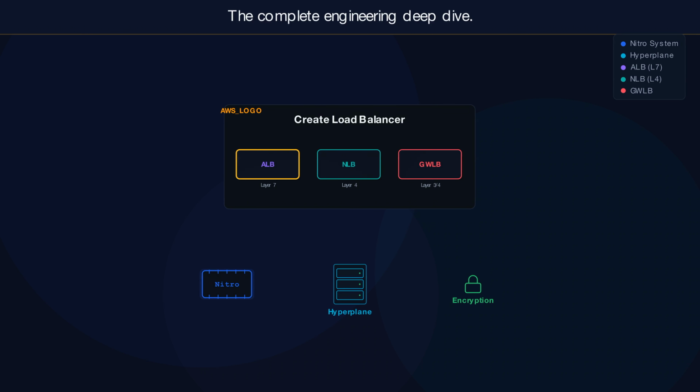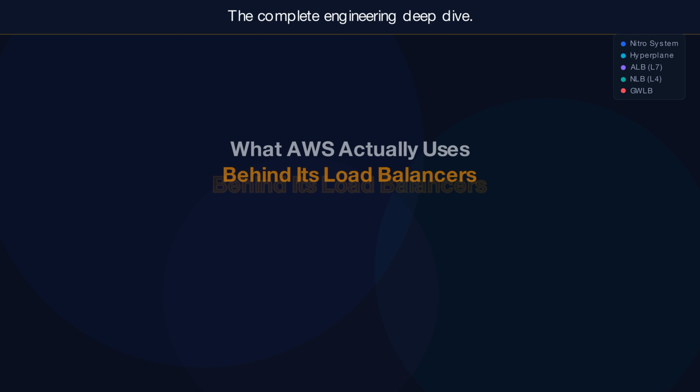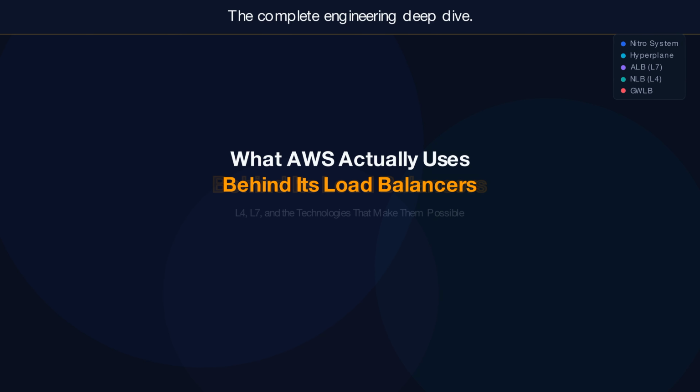Behind that one click, there is a custom silicon chip processing packets, a fleet of thousands of invisible servers, a network virtualization platform that powers half of AWS. And most engineers have never heard of them. What AWS actually uses behind its load balancers, Layer 4, Layer 7, and the technologies that make them possible. The complete engineering deep dive.